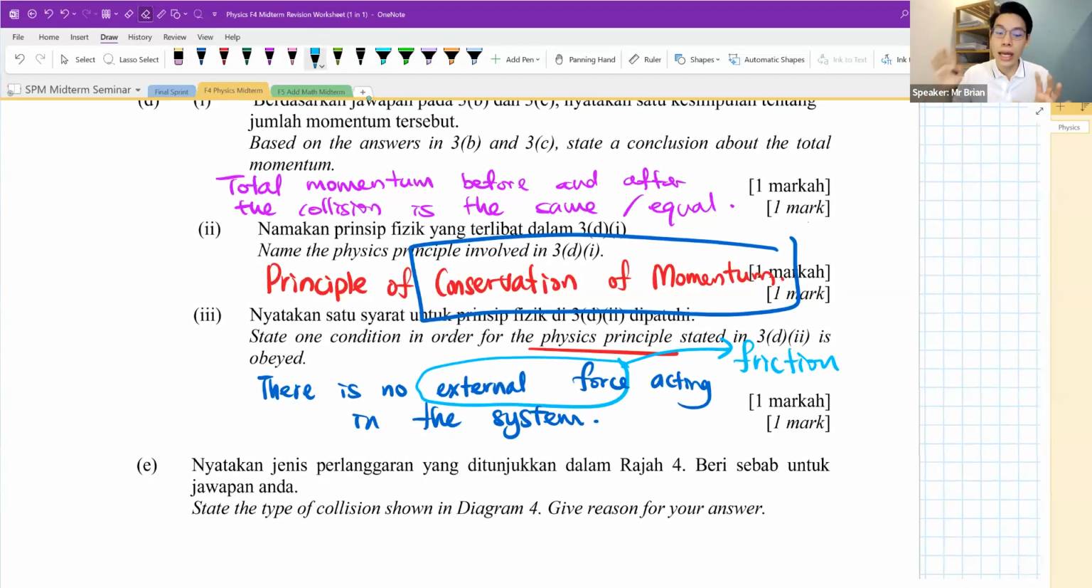So we are saying that the momentum is only conserved if we assume that it's a perfect situation, got no other external force acting on it.